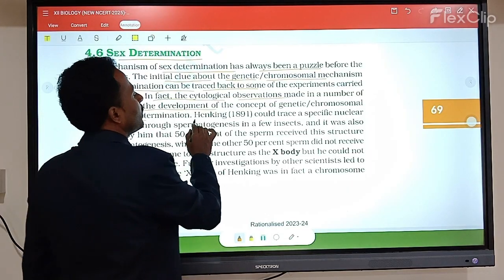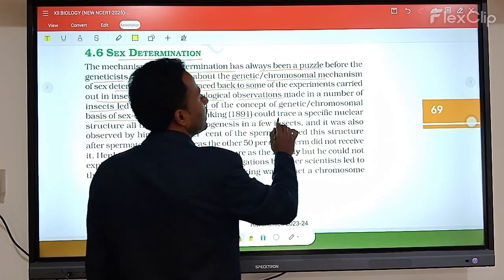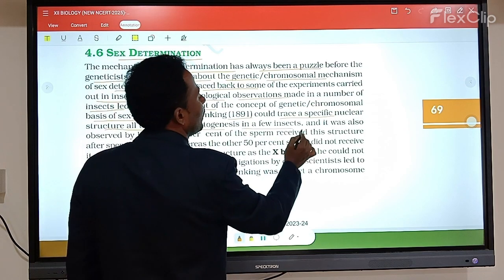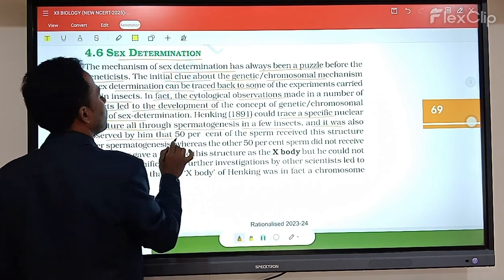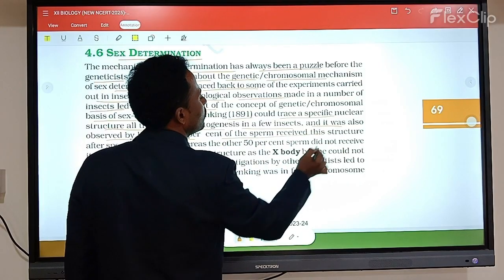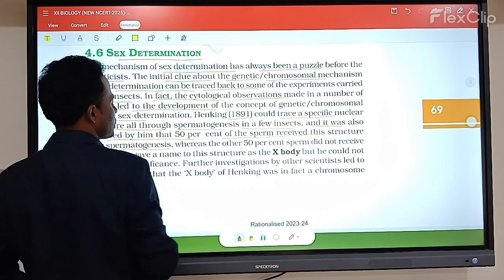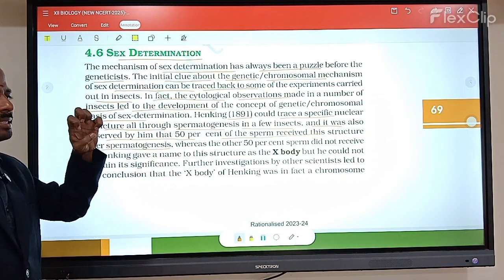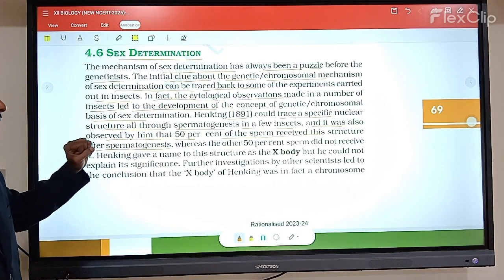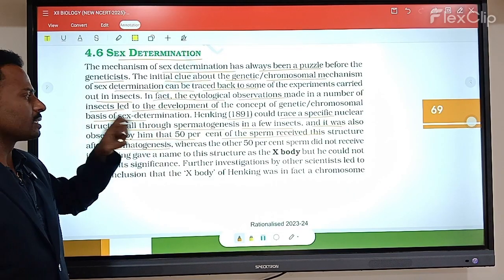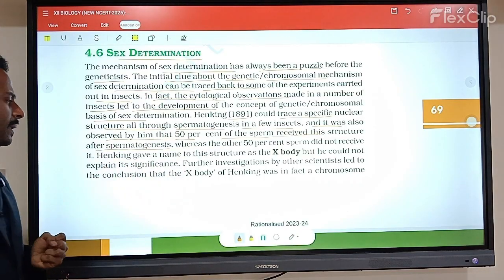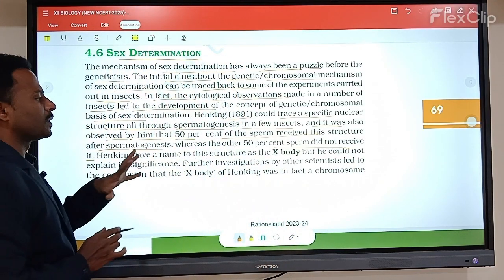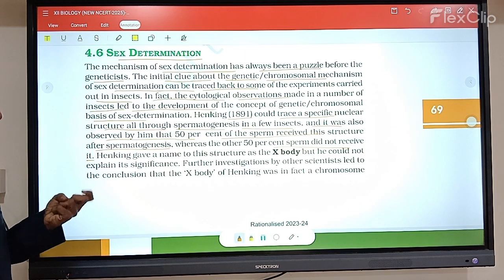Henking, in 1891, could trace a specific nuclear structure during spermatogenesis in a few insects, and he also observed that 50% of the sperms received this structure. So the scientist Henking first noticed a specific nucleus in spermatogenesis, but in the other 50% of the sperms he did not find it. Only 50% received it, and 50% did not.